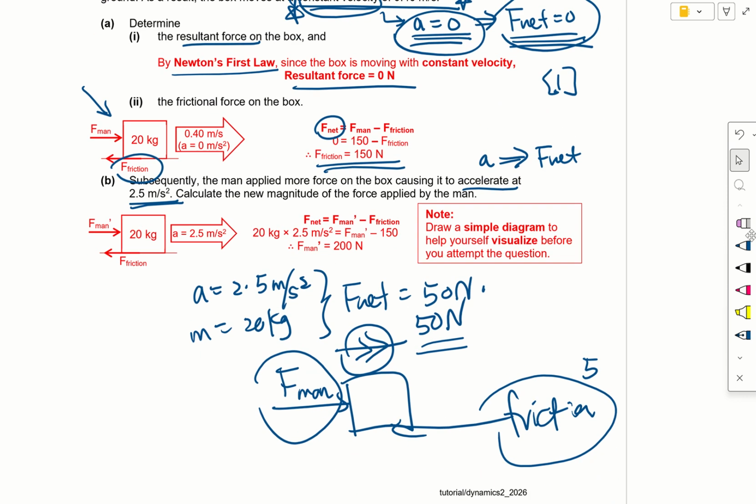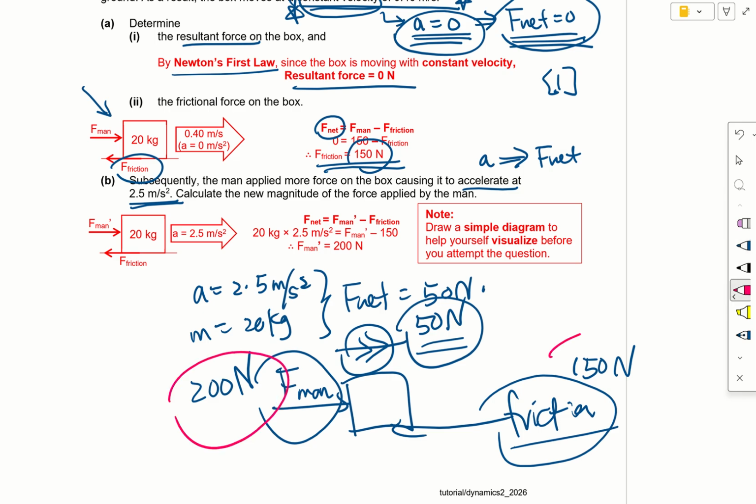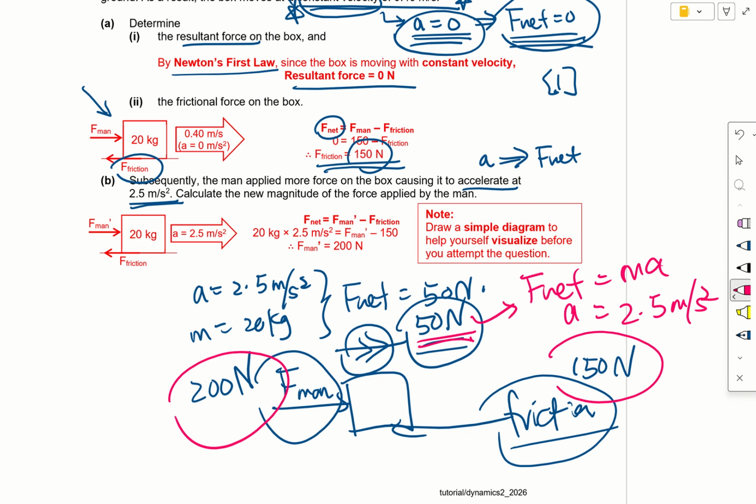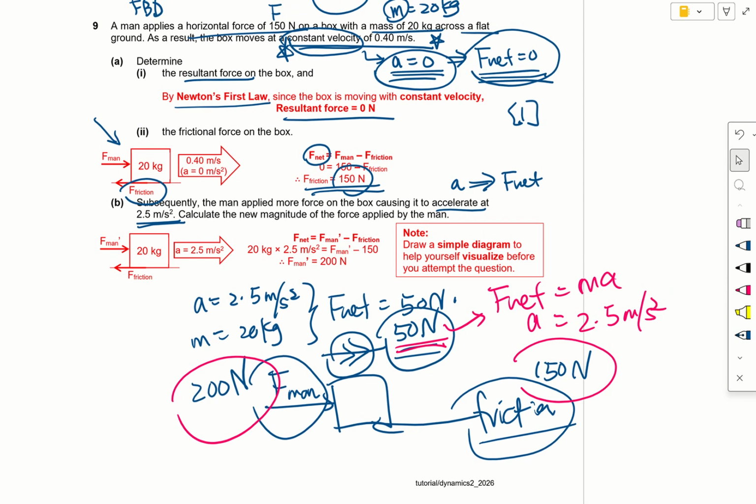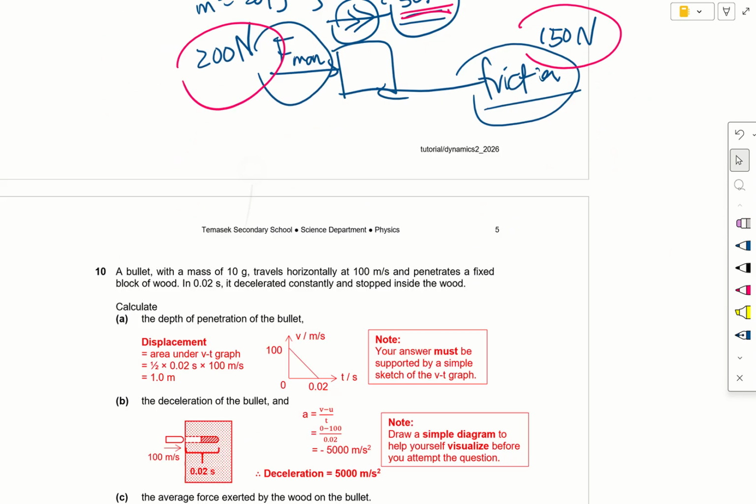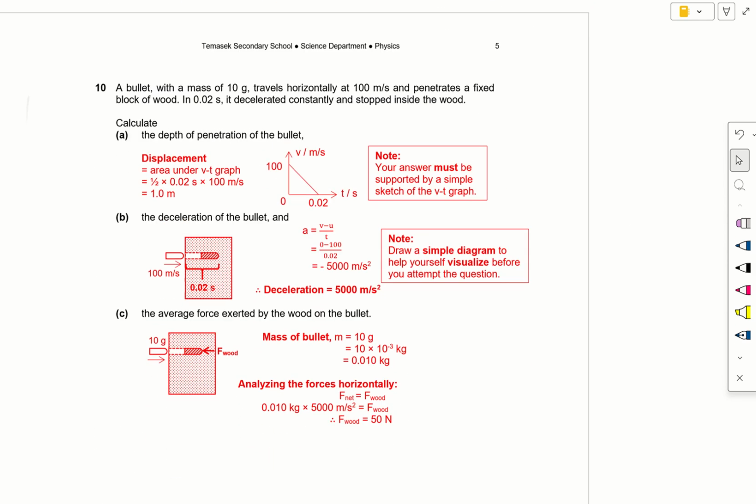The frictional force is 150 Newton, right? And in order for this force system to have 50 Newton, the force of man on the box must then be 200 Newton, right? So with 200, you subtract away the frictional force, you should get 50 Newton. And when you have 50 Newton as your F net, then we can work backwards. We should get our acceleration to become 2.5 meter per second square. So this is how you can check your answer. So free body diagram, very important. It can help you to visualize the forces acting on the body.